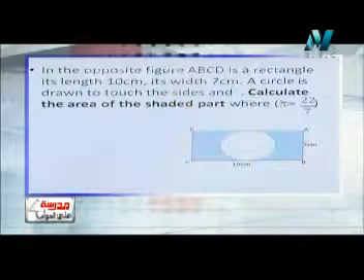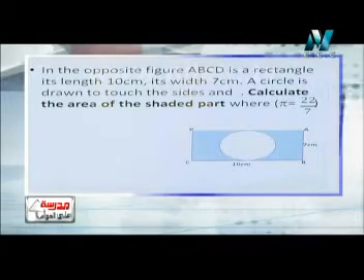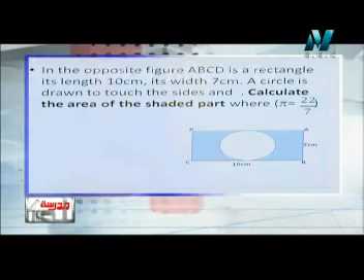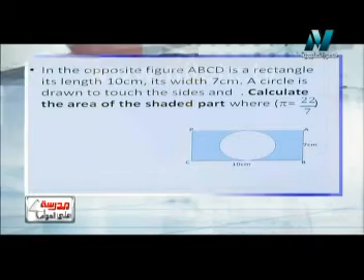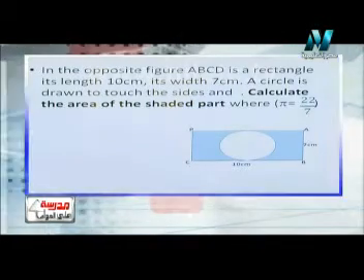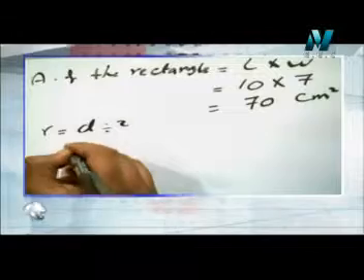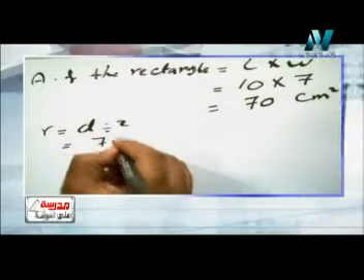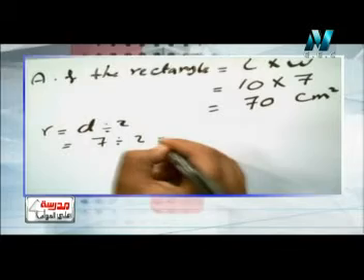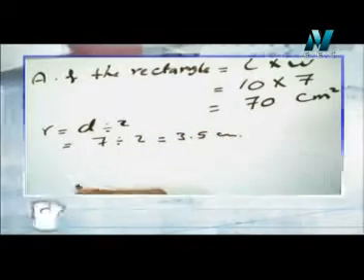Then we will find the area of the circle. To find the area of circle, we must have the radius. In this shape, do we have a radius? No, we have the diameter. The diameter of the circle is 7. To find the radius of the circle, we will divide the diameter by 2. Diameter divided by 2 equals 7 divided by 2 equals 3.5 centimeters.